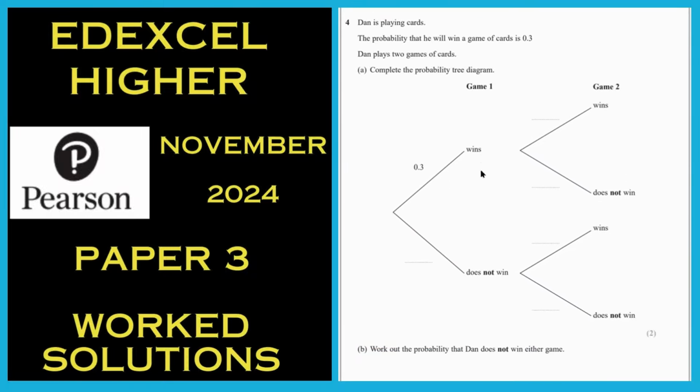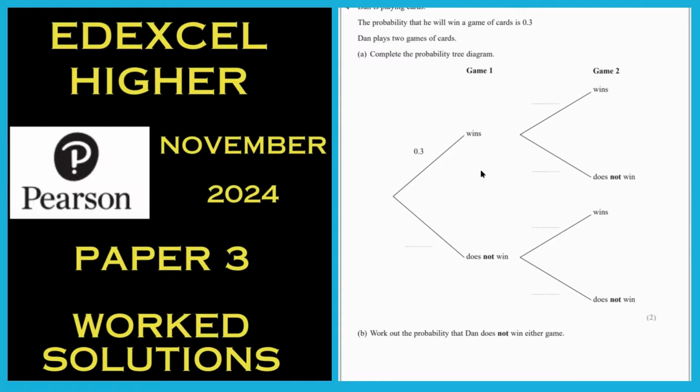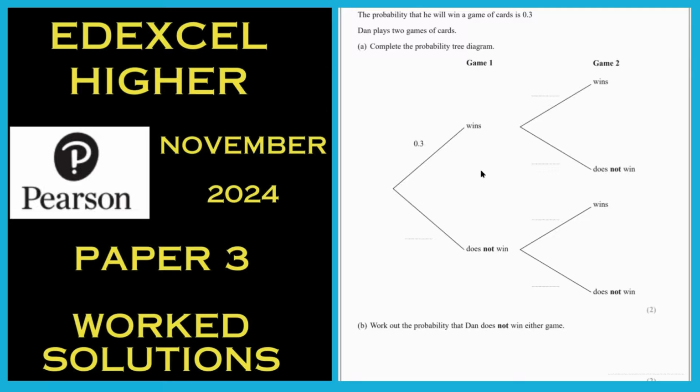Number 4, pretty bog standard. Probability trees for your dance playing cards, etc. All we care about is the numbers. 0.3 for a win, must add up to 1. So 0.7 for a loss. We have no reason to change the numbers.